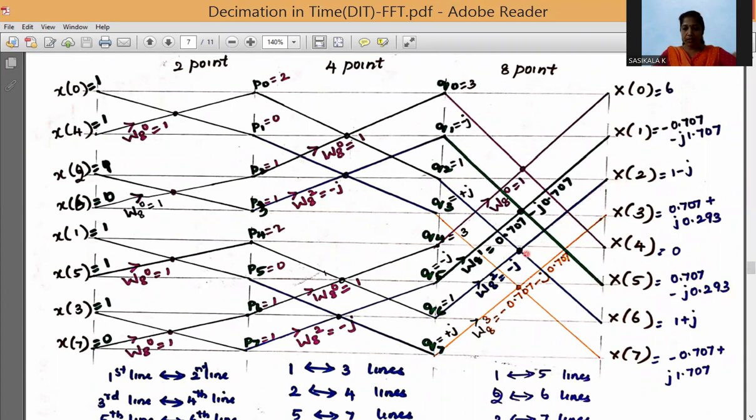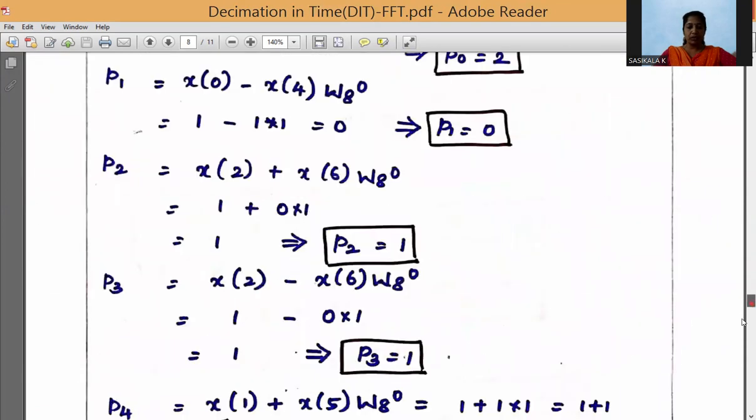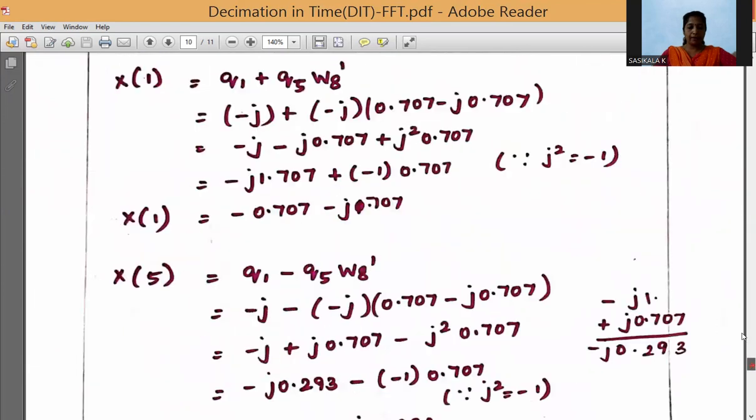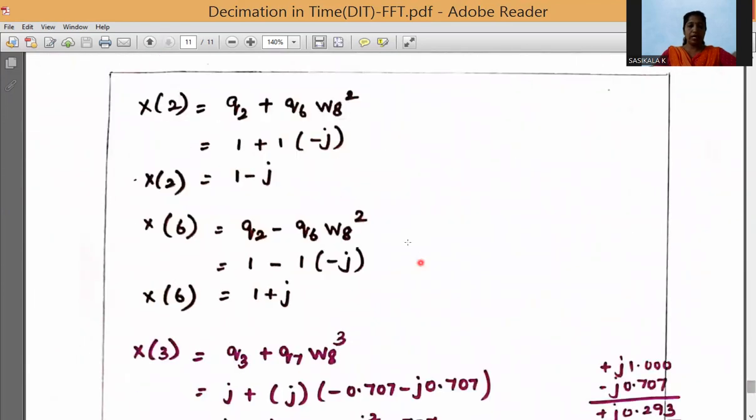For this X of 2, the inputs are Q2 and Q6. So what you have to write? Q2 plus Q6 into W8 power 2. And once X of 2 is found, you have to find X of 6, which is the other output. For X of 6, the inputs are same as that of X of 2. That is Q2 minus Q6 into W8 power 2. Go here and calculate X of 2 equal to Q2 plus Q6 into W8 power 2.